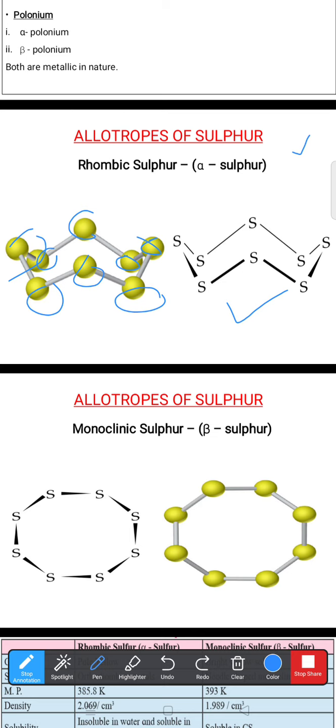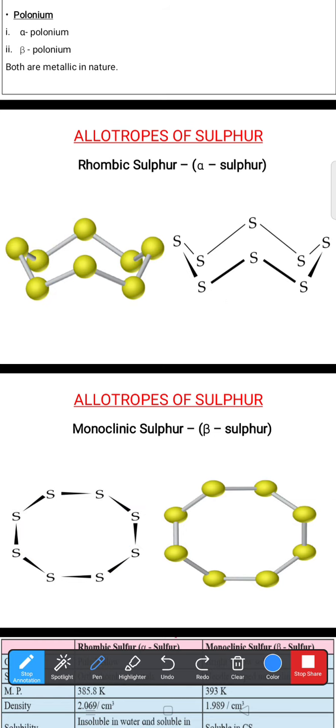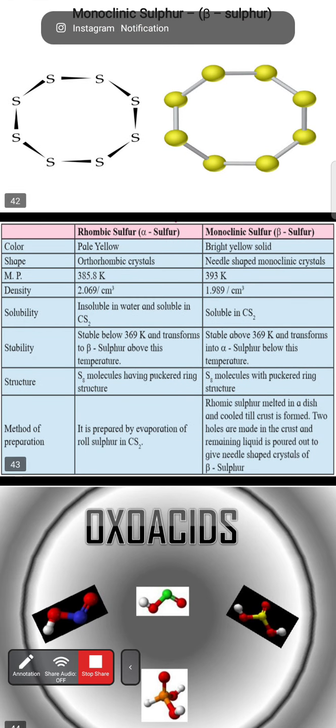Then among the allotropes of sulfur, monoclinic sulfur, meaning beta sulfur, you can see the structure. Here 8 sulfur atoms are joined in this way. Here this sulfur first, second, third, fourth, fifth, sixth, seventh and 8, and the structure looks like this. Now we saw the structural forms of alpha sulfur and beta sulfur. Later on we can proceed with sulfur and see some other properties also.